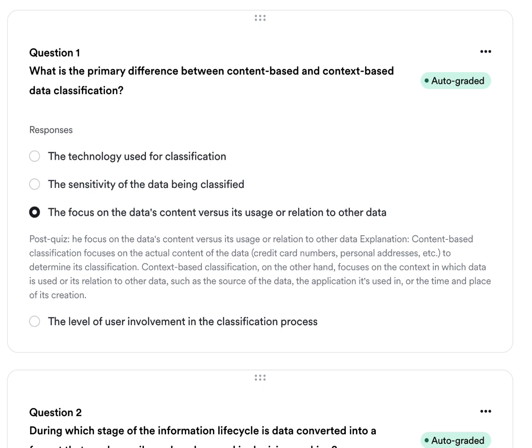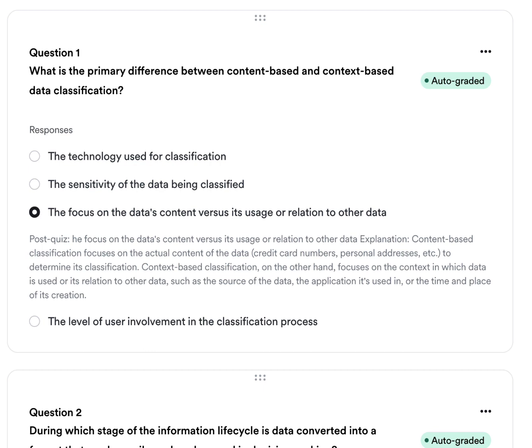Question 1. Okay, this is dealing with domain 2. What is the primary difference between content-based and context-based data classification? A, the technologies used for classification. B, the sensitivity of the data being classified. C, the focus of the data's content versus the usage or relation to the data. Or D, the level of involvement in the classification process.